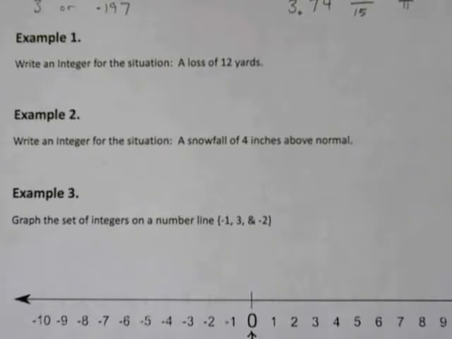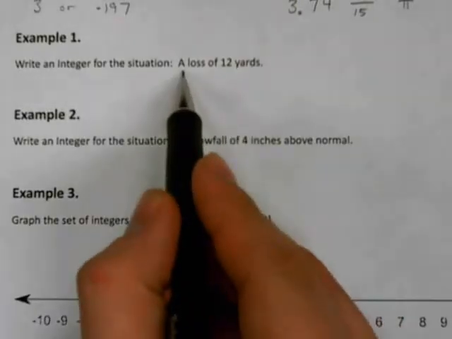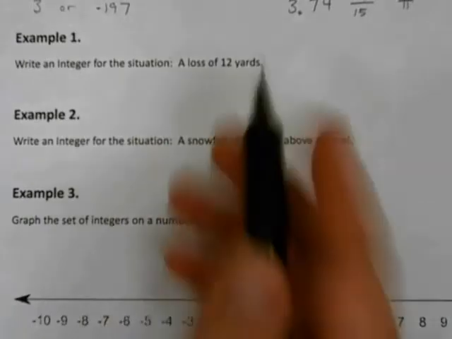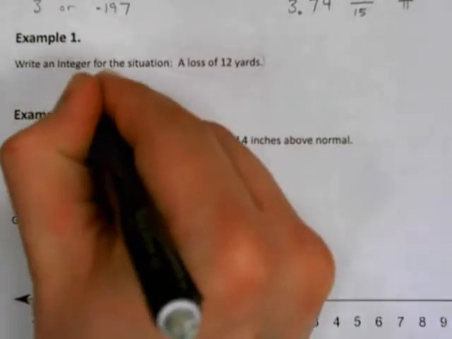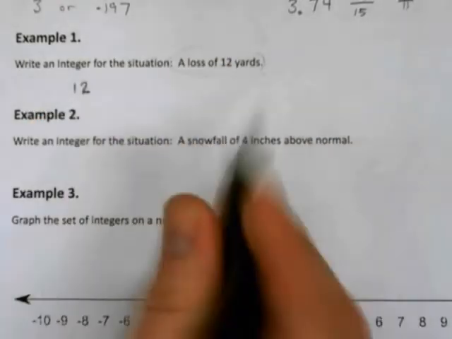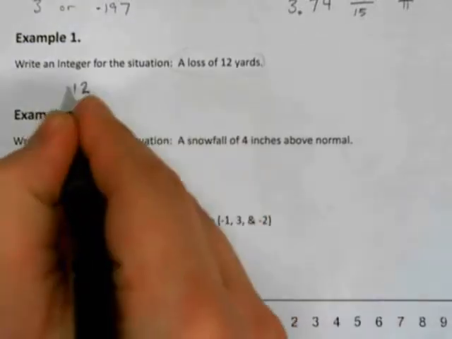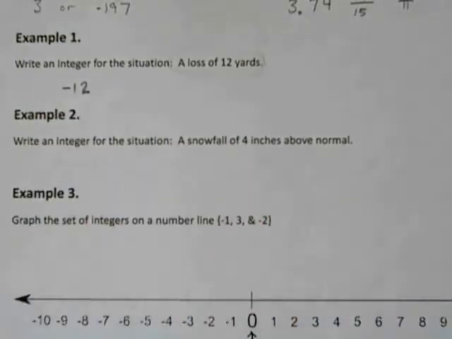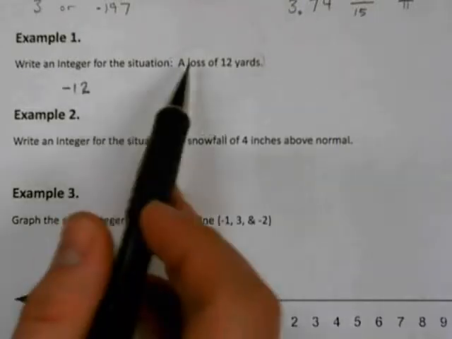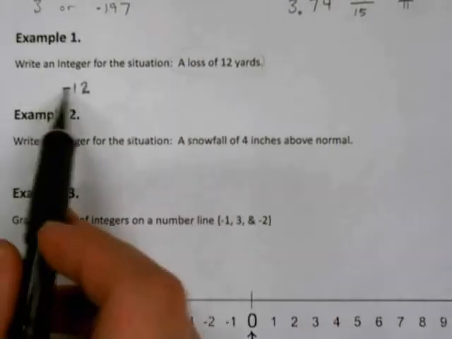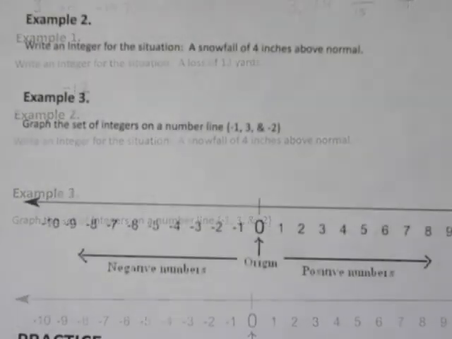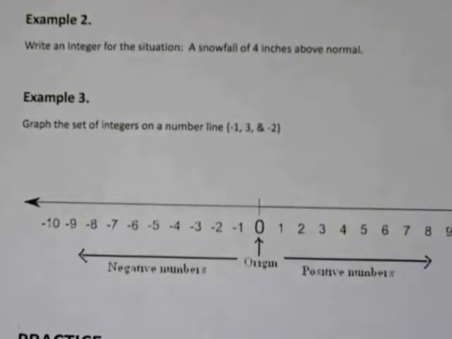All right, example 1 says write an integer for the situation. We have a loss of 12 yards. So if I'm going to write an integer for this situation, if we're losing 12 yards, I know 12 is our integer, and I know I have to make it negative because a loss is kind of just going backwards. That's all you're doing here, writing an integer for the situation. A loss of 12 yards means we have negative 12.